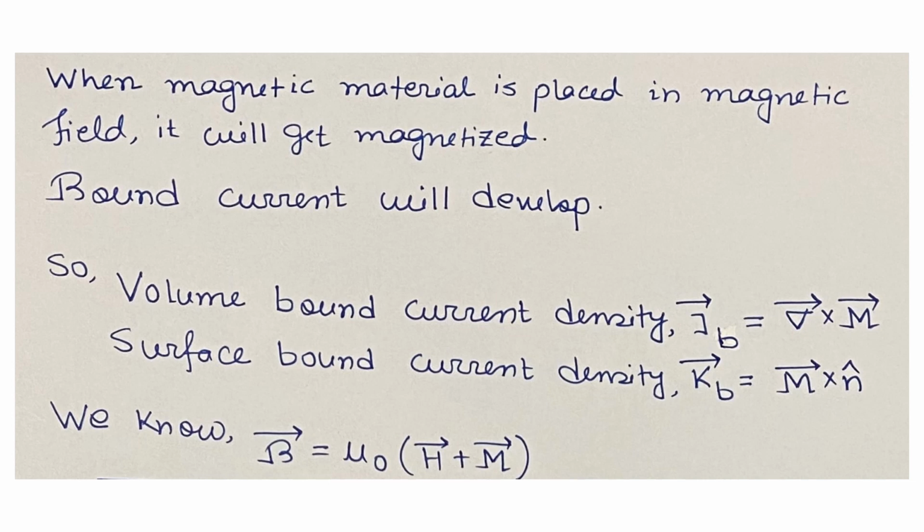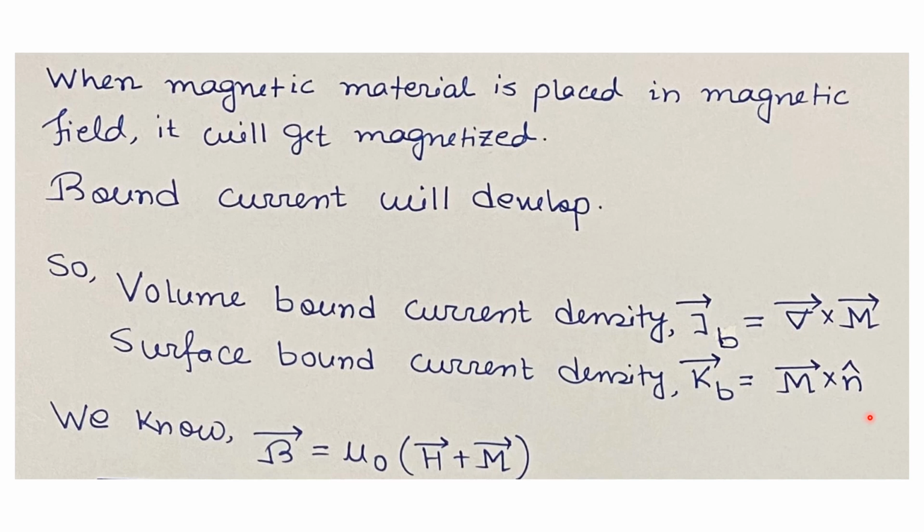Now we'll see the solution of the given question. We have already seen that when a magnetic material is placed in a magnetic field, it will get magnetized, and it will give rise to two types of current densities, that is volume bound current densities and surface bound current densities. The volume bound current density is given by JB vector equals curl cross M, and your surface bound current density is KB equals M cross N cap.